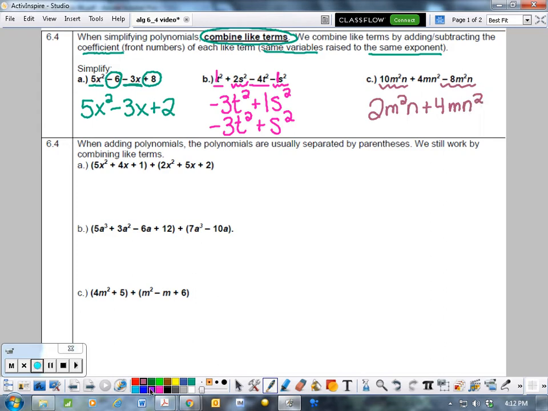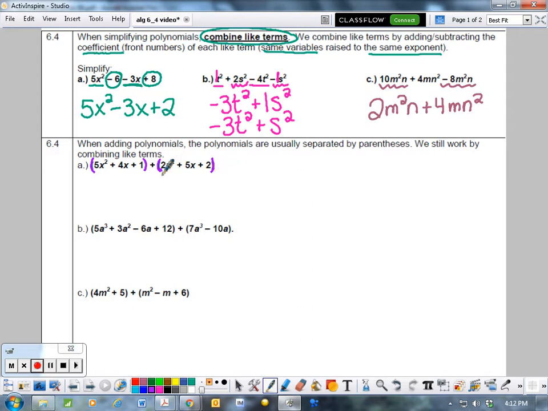Now we're going to take it a little bit further, because what we're going to do now is combine polynomials. So we're going to add polynomials. It's not really any different than what we've done before, except we separate out our polynomials. So this is a polynomial, and this is a polynomial, separated by parentheses. When we add them, what we're really going to do is just combine the like terms. And so I like to line up my like terms.